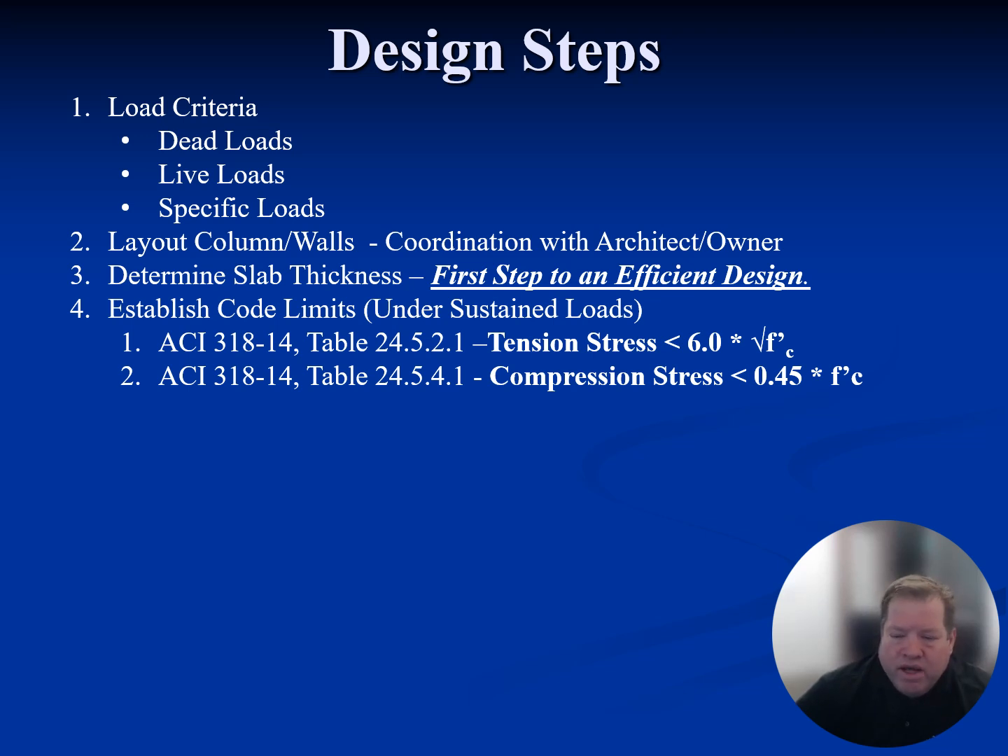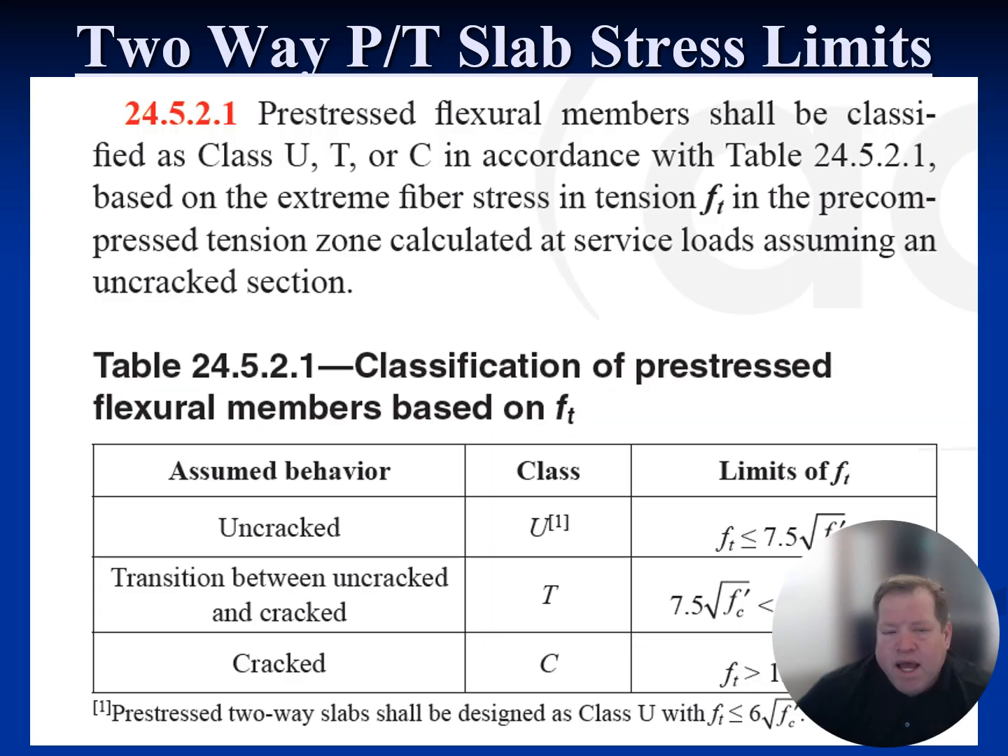But the tension stress less than 6 square root, that's an interesting value because that's substantially less than the 7.5. And also in one-way slabs and beams, you're allowed to go to 12 square root f'c in the stress design. So the question is always, why are two-way slabs punished? This is where those values come out of the code, chapter 24 of ACI, section 24.5.2.1. This gives you the 3 different values of stresses or classification of stresses.